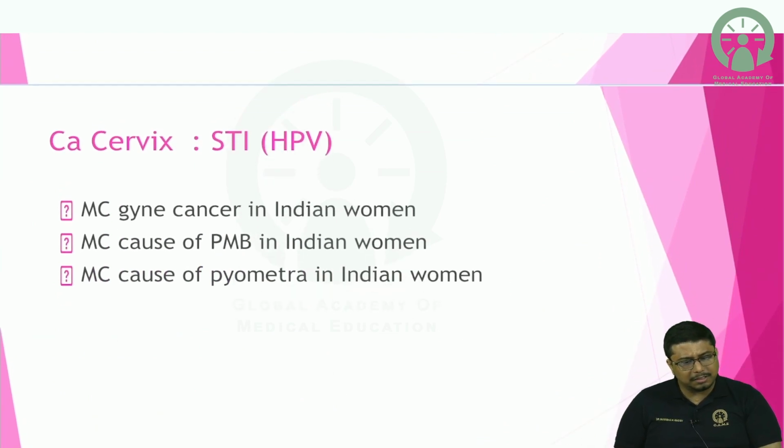So coming to the discussion of CA cervix with the HPV and HPV related things. So CA cervix, first of all, understand that CA cervix is an STI. Okay. CA cervix is a sexually transmitted infection. Most common cause of postmenopausal bleeding in Indian women, and most common cause of pyometra in Indian women. Okay.